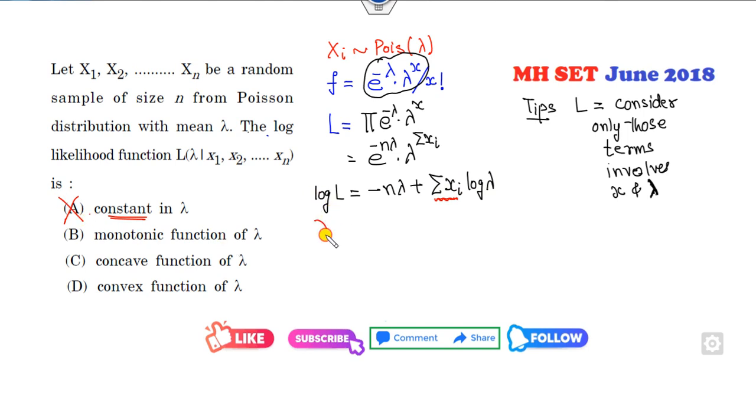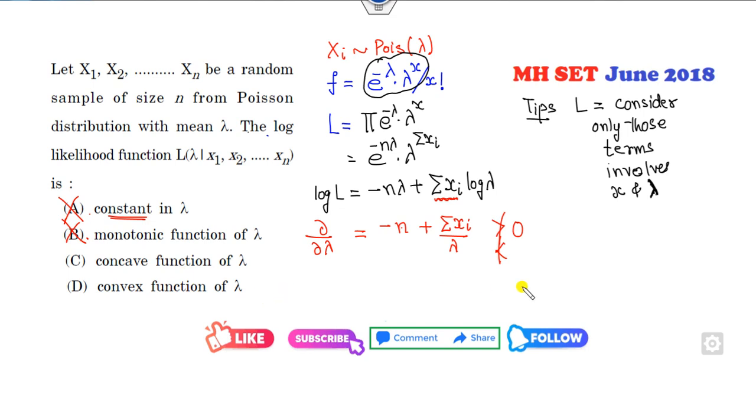Is it monotonic? How can you check monotonicity? I can differentiate this with respect to lambda: minus n plus summation of xi over lambda. Is it always greater than 0? Not possible, because it depends upon n. Is it always less than 0? No. So that means it is not monotone.